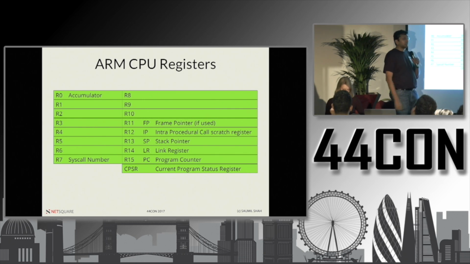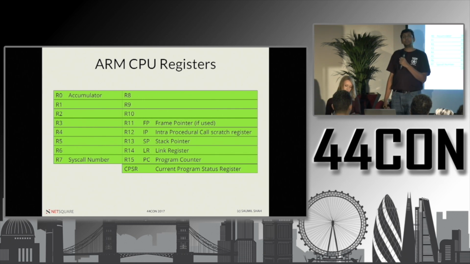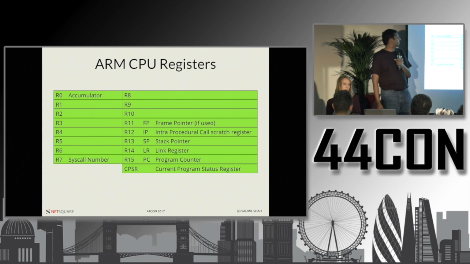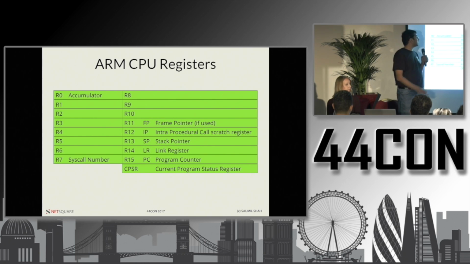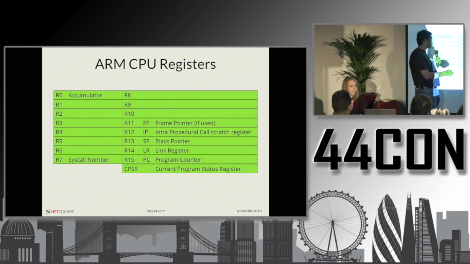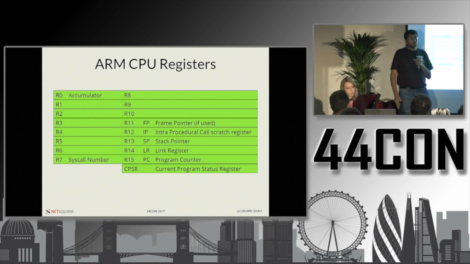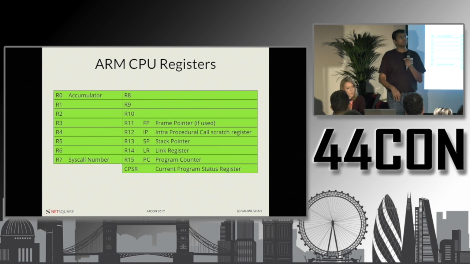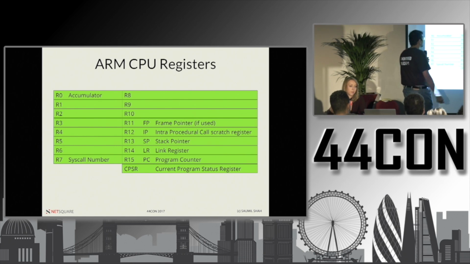There are two registers which the likes of which are not present in the Intel world. There is the IP register, which is not instruction pointer. It is the intra-procedural call scratch register, which is used to support something like far jumps. We're not going to talk about it. We don't care about it in this workshop, so ignore it.